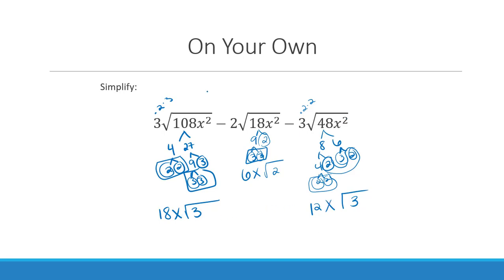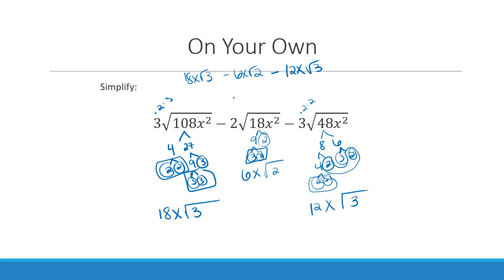So I'm going to rewrite this. This is going to be 18x square root of 3 minus 6x square root of 2. And then minus, that's my fault. Let me erase that. Sorry, guys. So this is going to be minus 12x square root of 3.